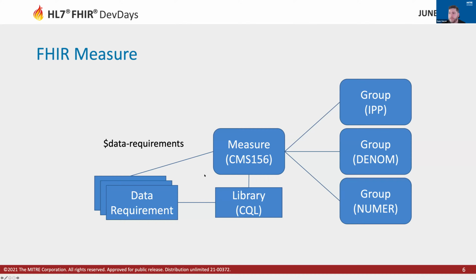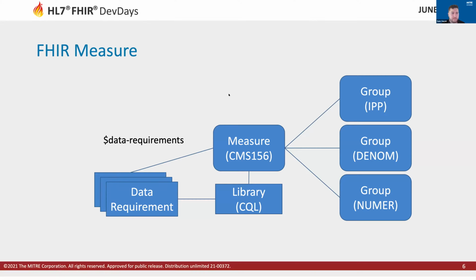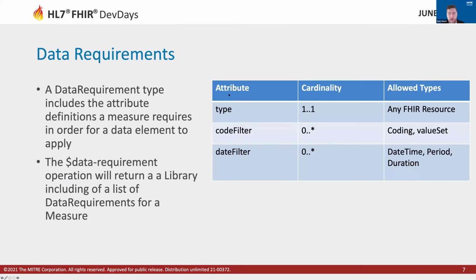So a library, which represents a knowledge artifact, will have a set of data requirements, and each of those data requirements will describe something about a piece of data that we're interested in for a measure. So the data requirement type is really at the heart of a lot of what we're doing. You can describe things like, I want to find a procedure that has a certain code or has a code that belongs to a certain value set. Or I want to find a procedure that has happened within the last 10 years.